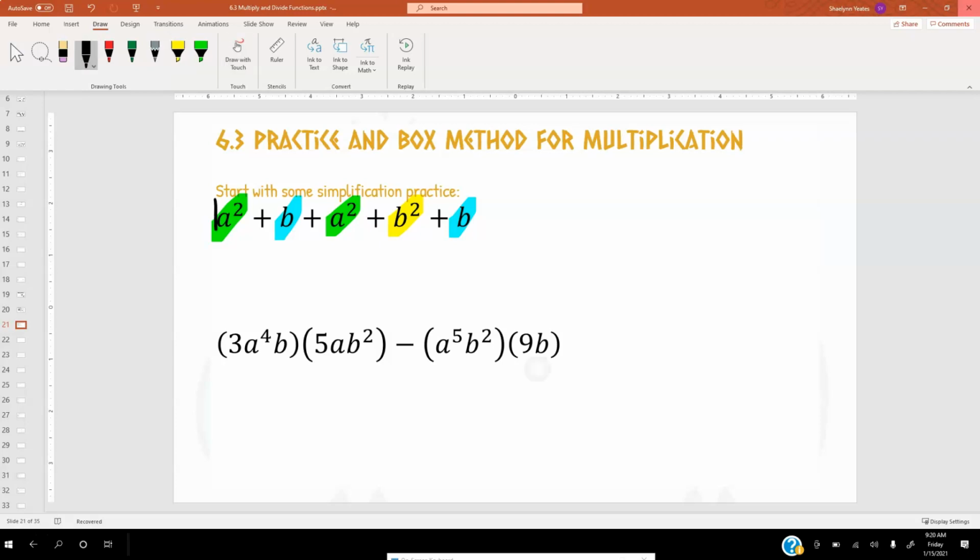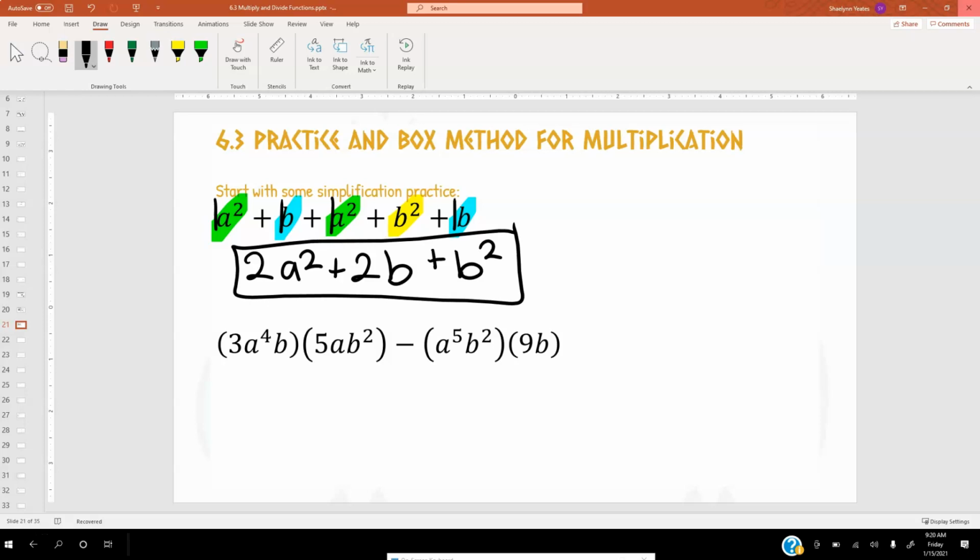So there's one a squared and another a squared, so there's a total of 2 a squareds. There's one b and another b, so there's a total of 2 b's. And then there's only one b squared. So that is as simplified as that can get.